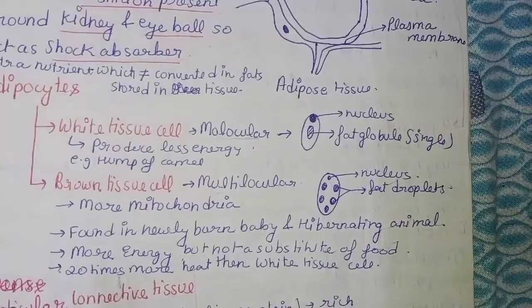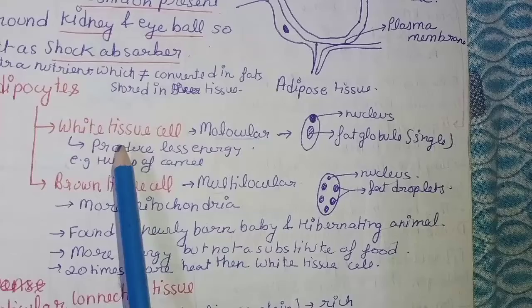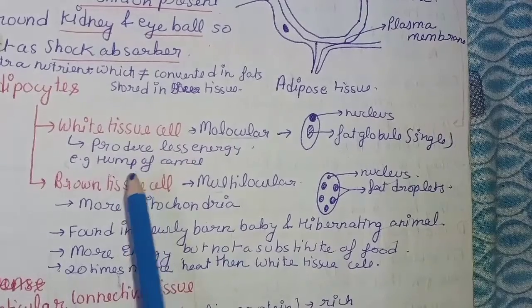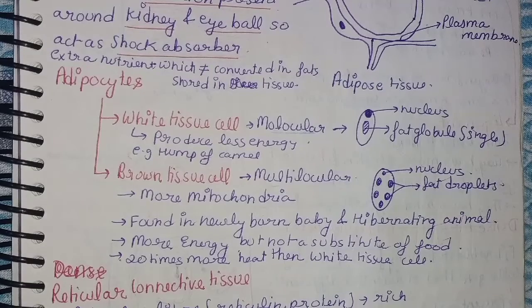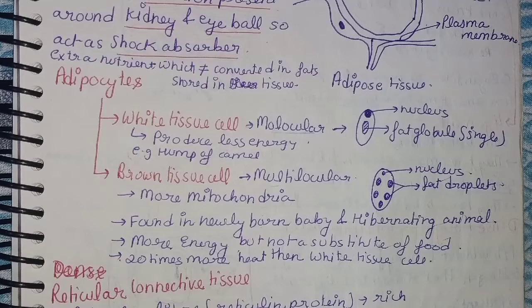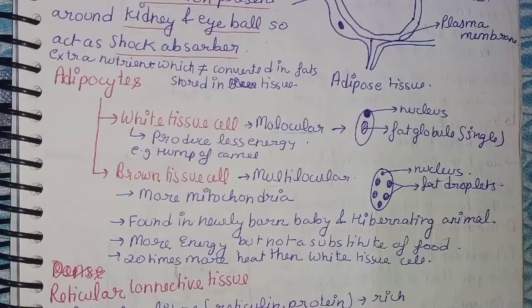And one important thing here is that the adipose tissue, or the adipocyte, is stained by Sudan solution. So now I will discuss the location of the adipose loose connective tissue. Basically, in humans, it is formed near the yellow bone marrow, and the brown fat, or the brown tissue cell, is seen in the newborn baby.